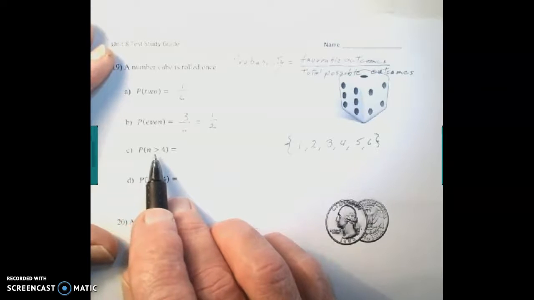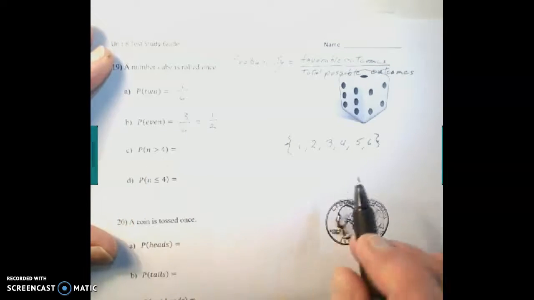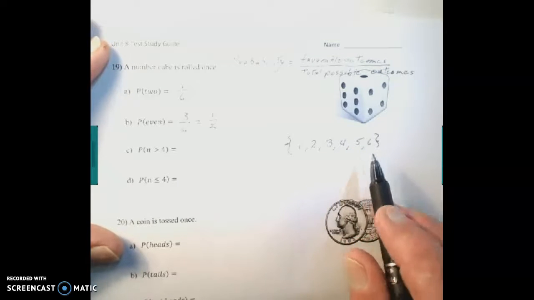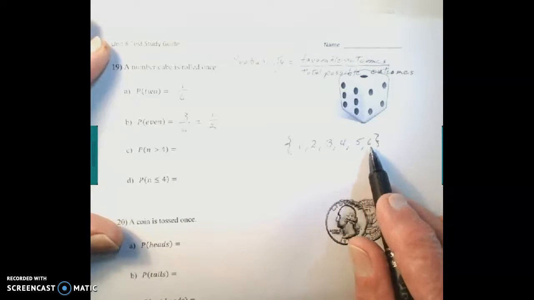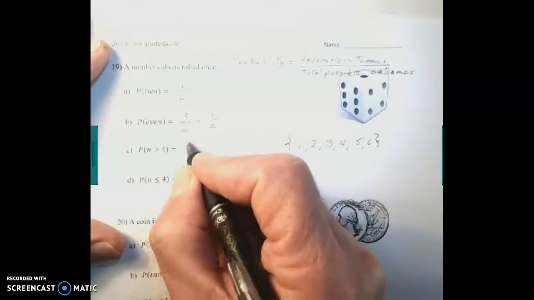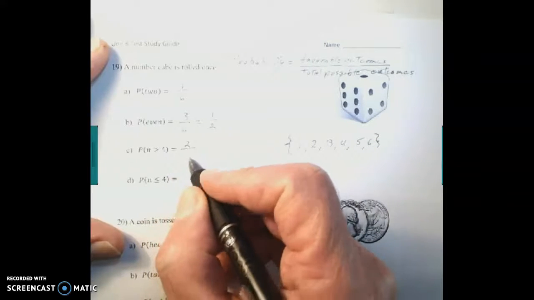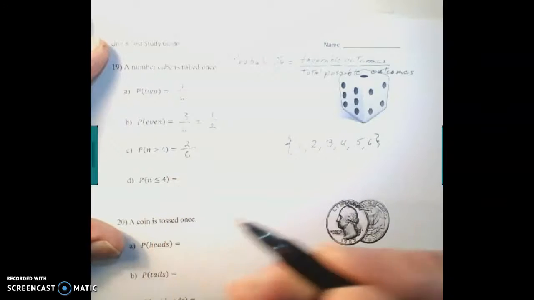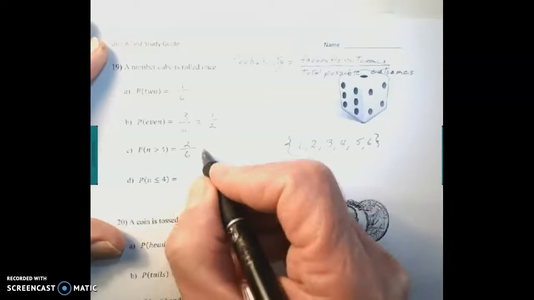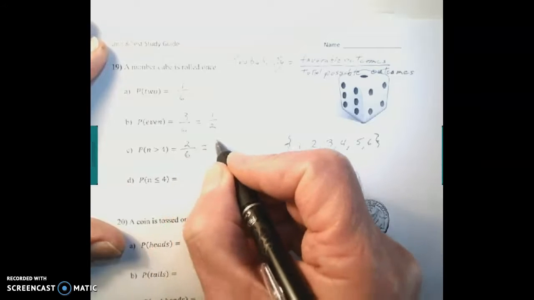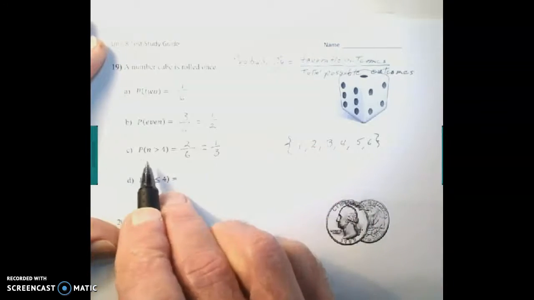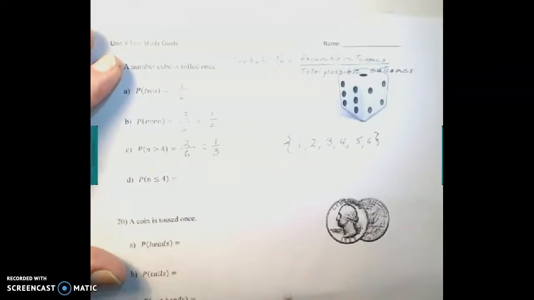Probability of a number greater than 4. Greater than 4? 4 is not greater than 4. The only numbers that would be greater than 4 would be 5 or 6. Those are the favorable outcomes, so there are two of them that are favorable out of 6 possible. Again, reduce the fraction. These both can be divided by 2. 2 divided by 2 is 1. 6 divided by 2 is 3. The probability then of getting a number greater than 4 is 1/3.